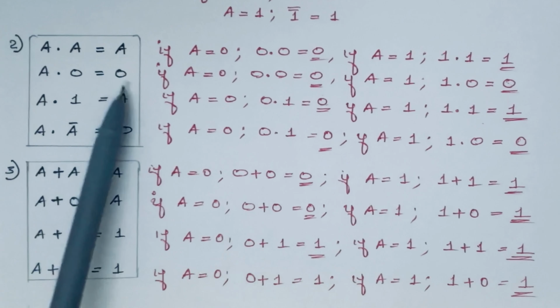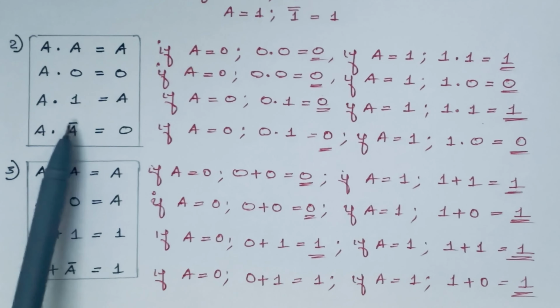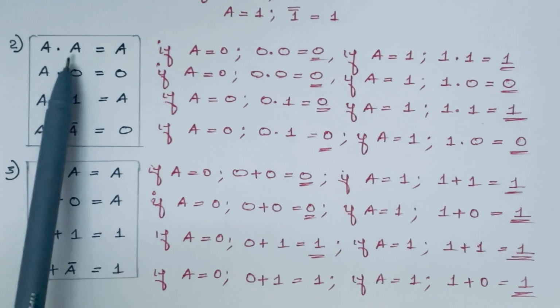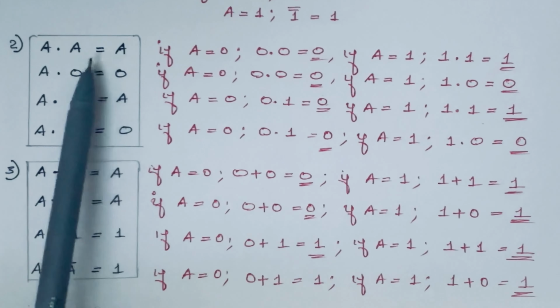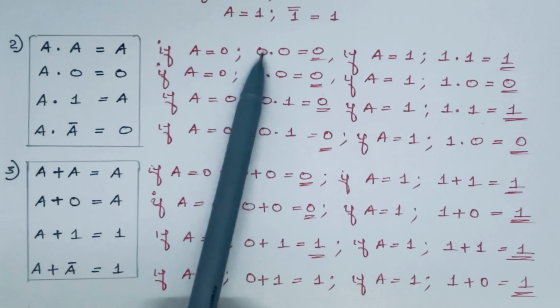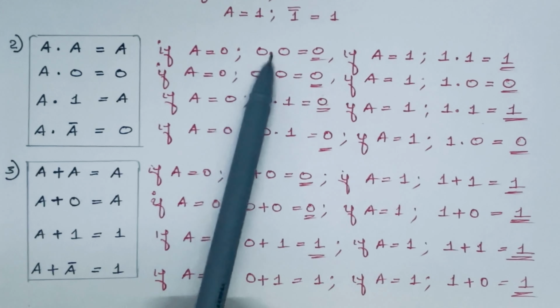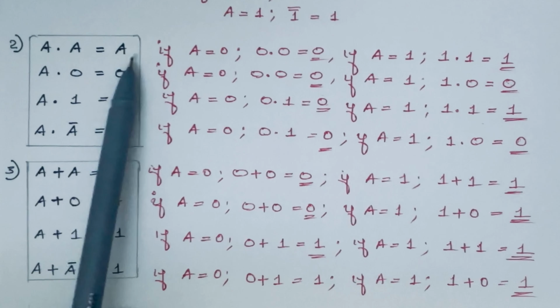Now we have a set of rules with respect to an AND operation. AND operation means multiplication. The first one is A dot A is equal to A. We will see the proof. If A equal to 0, 0 dot 0 is 0. That means the same A we are getting as the answer. If A equal to 1, 1 dot 1 is 1. Again, the answer is the same as the A variable. So from this we can conclude that A dot A is equal to A.